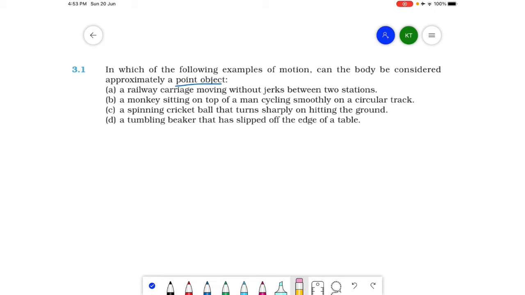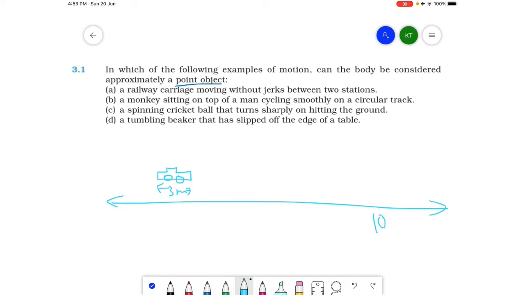But what if it is moving? It's an object that is moving. So in this case, if we have a car that is 3 meters in length, and it has covered a distance of 10 kilometers, then can we say that this object is a point object? Yes. In this case, the car will be a point object. Why? This is because the distance covered by the object is very large compared to the size of the object.